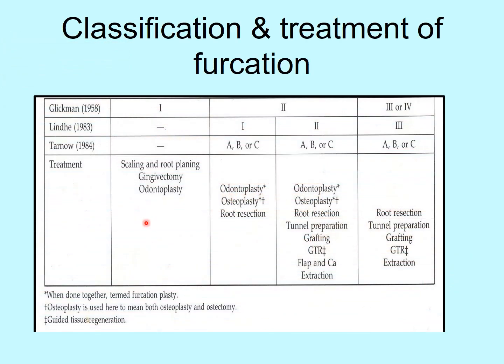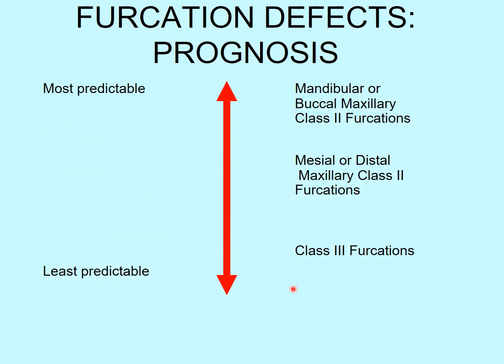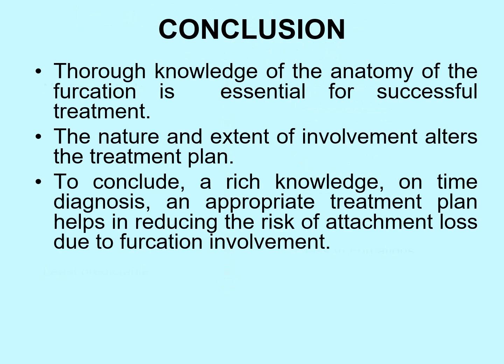So this is a general summary of all the treatments for all the procedures. You can go through it. For furcation defects, the prognosis always depends on various factors. You can see that it will vary according to the anatomic factors: mandibular or buccal maxillary class 2 furcation will have the most predictable, good prognosis. Mesial or distal maxillary class 2 furcations are in the medium range, and the least predictable is the class 3 furcation.